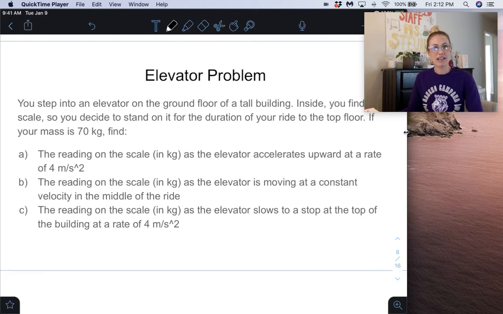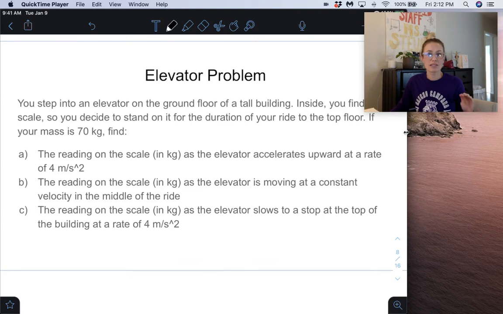If your mass is 70 kilograms, find A, the reading on the scale in kilograms as the elevator accelerates upward at a rate of 4 meters per second squared. B, the reading on the scale in kilograms as the elevator is moving at a constant velocity in the middle of the ride. C, the reading on the scale in kilograms as the elevator slows to a stop at the top of the building at a rate of 4 meters per second squared.